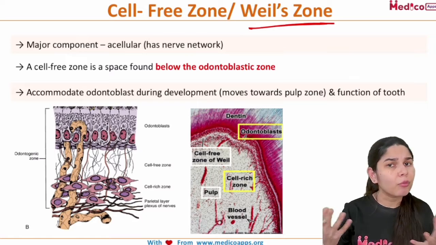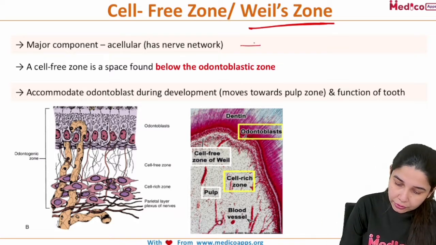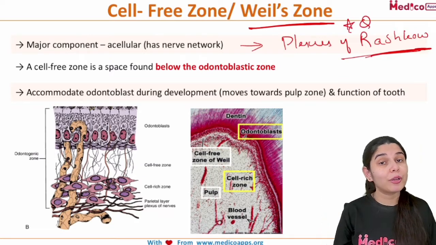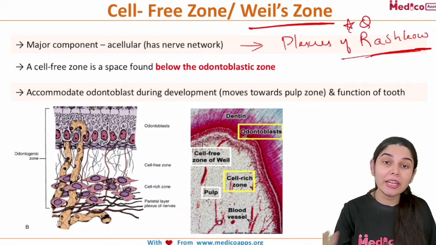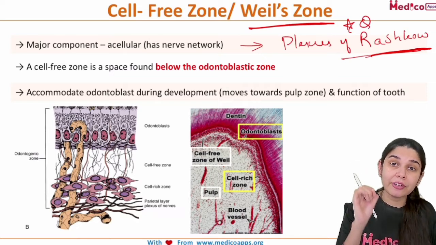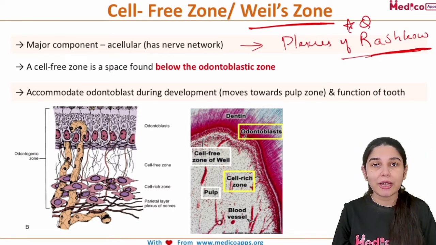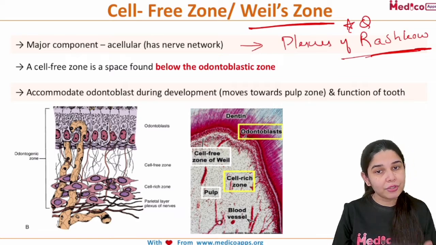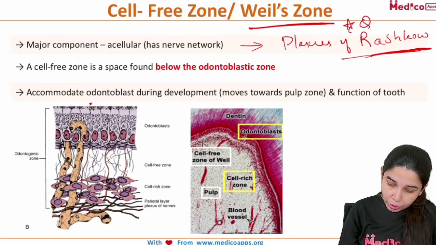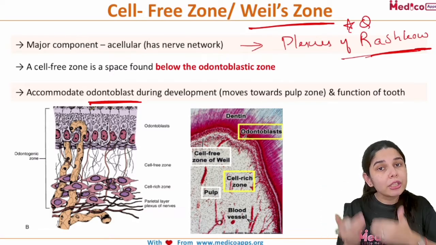But if there are no cells, then what is present here? So there is a network of nerves present, and that network of nerves is called the plexus of Raschkow. Okay, and this is also an MCQ question, that the plexus of Raschkow is seen in the cell-free zone or the Weil zone. Now moving ahead, this particular cell-free zone, where will it be present? The answer will be definitely it is present just below the odontoblastic zone, because this is the second layer which we have seen. And what does this cell-free zone accommodate? It accommodates the odontoblasts. The odontoblast cells which are present in the odontoblastic zone, even this zone is accommodating.